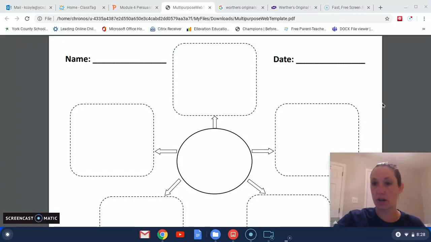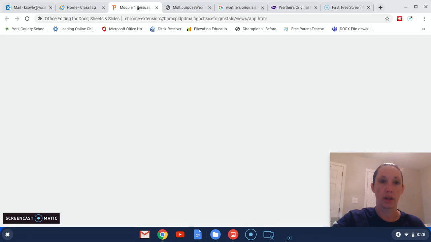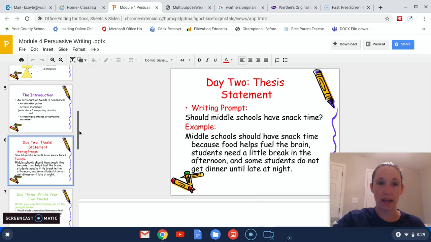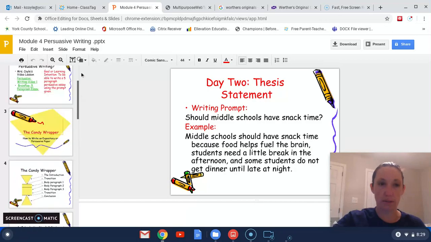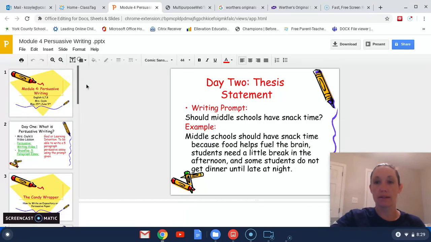We are going to start talking about persuasive writing. Now, I did not put everything we've already talked about into this module because we've already introduced a lot of the aspects of persuasive writing. We've talked about the writing process, we've talked about how to brainstorm, we've talked about using persuasive language. We made advertisements for houses, we made commercials.